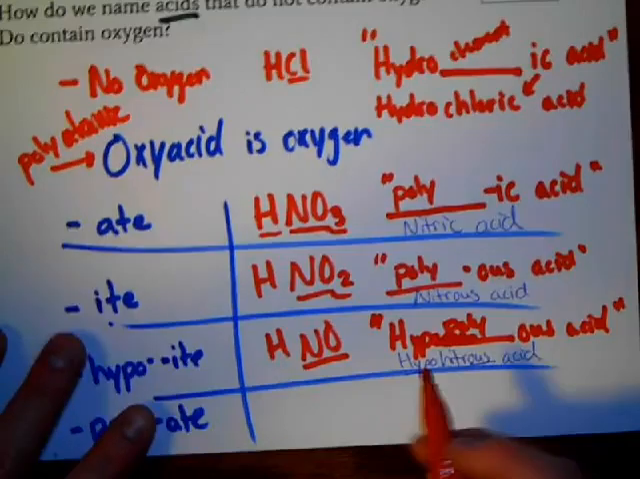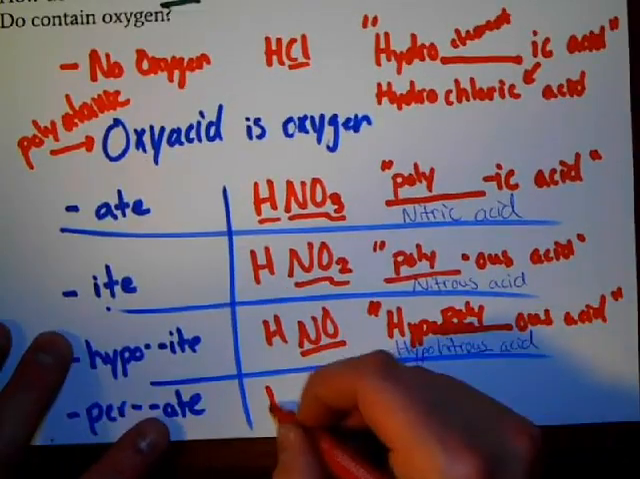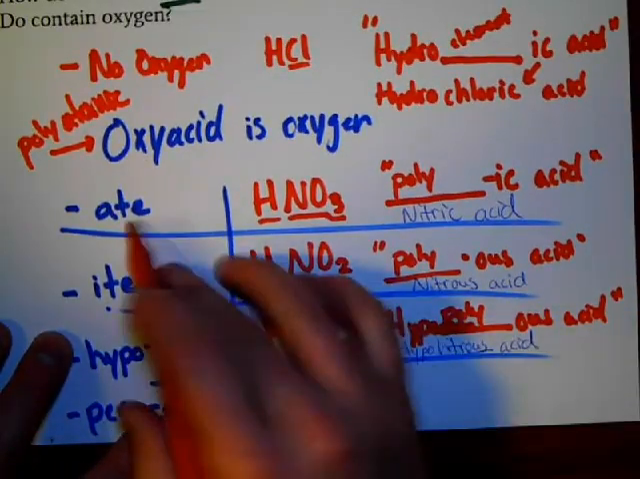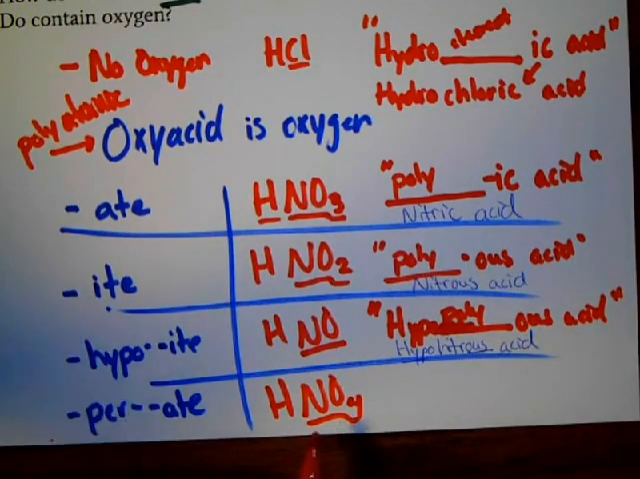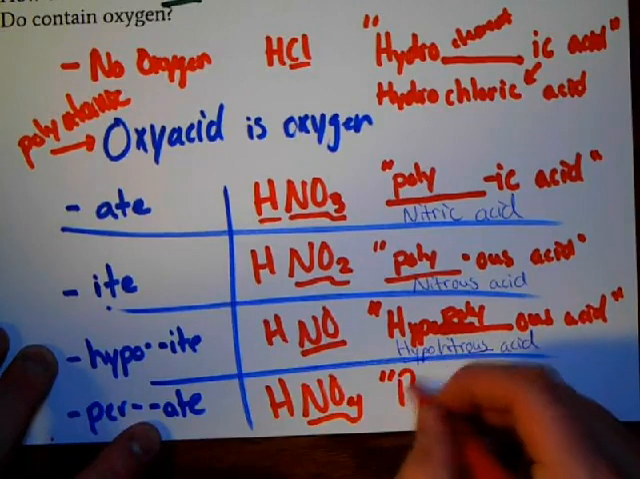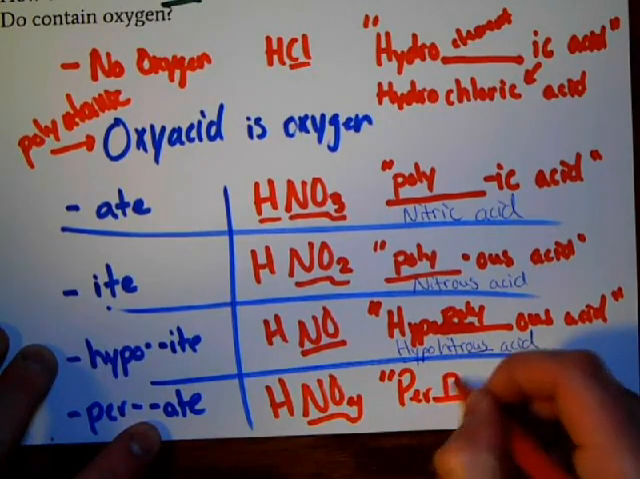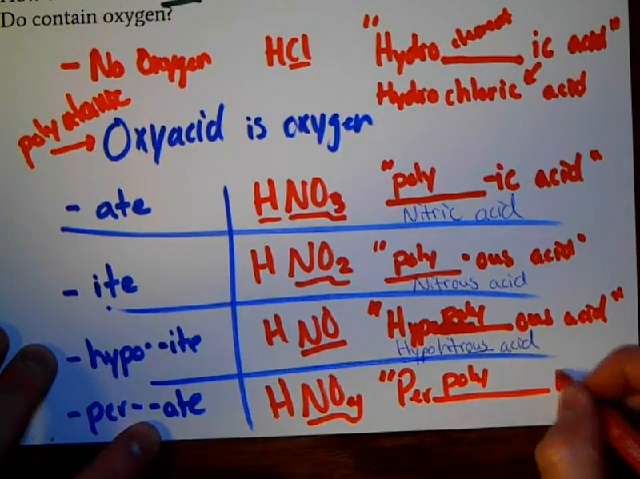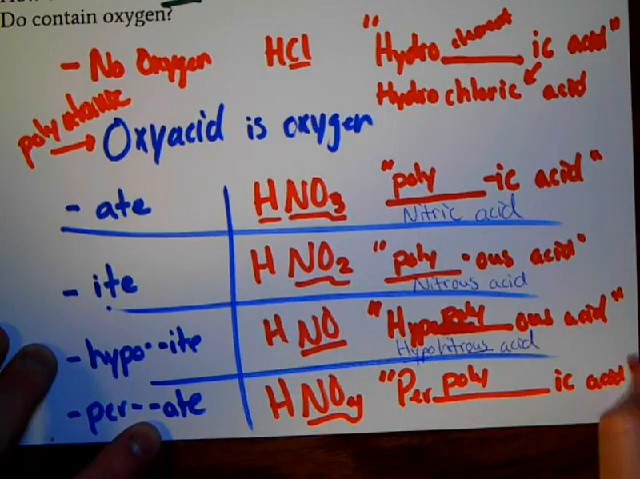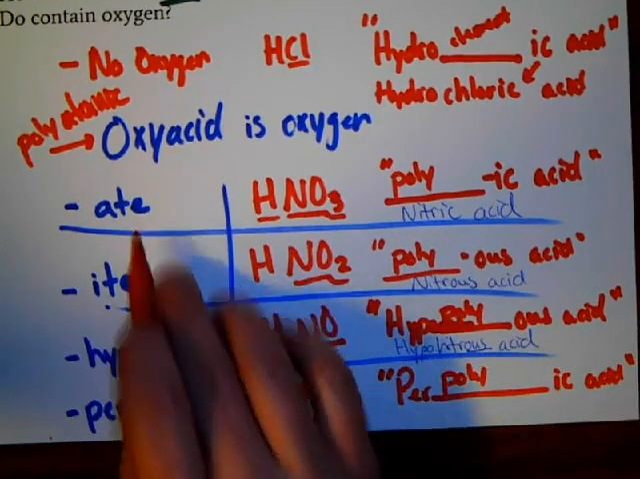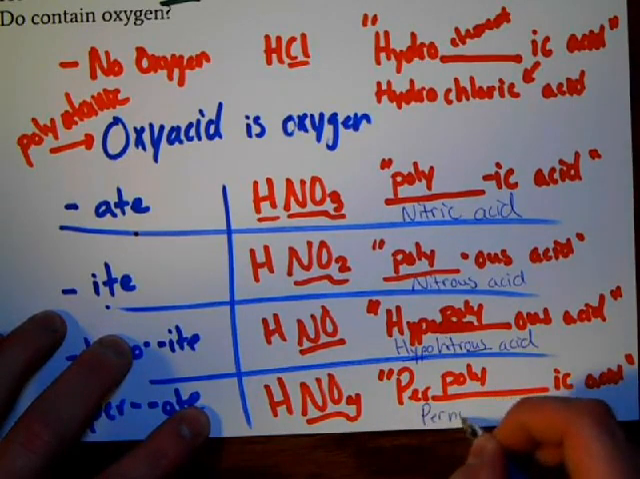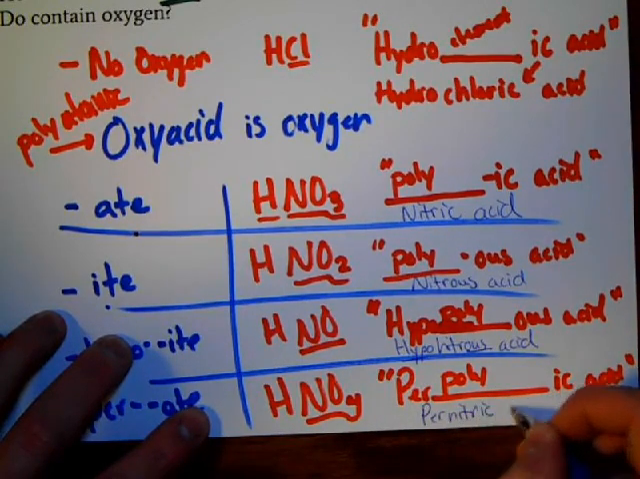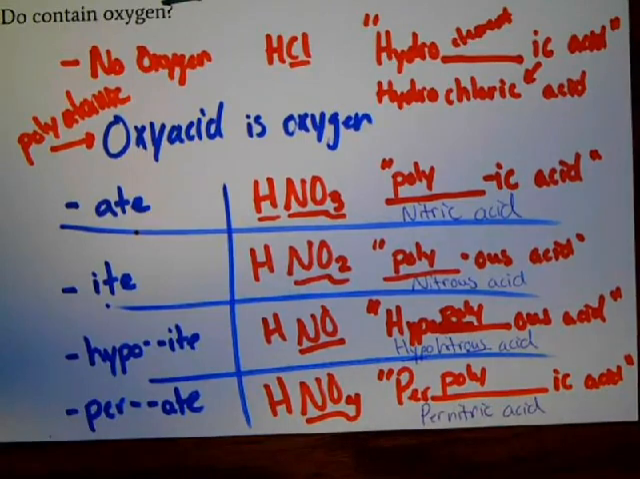Now we go to the pers and the ates. That's if I have one more oxygen than the ate, or what I start with. So NO4, we call that pernitrate. So what we do for these is we say per still. We name the polyatomic ion, and then we add ic, just like with our ates at the beginning. So if I were to do that and write this, this would be pernitric acid. I'm hoping you can start to see some of these patterns.